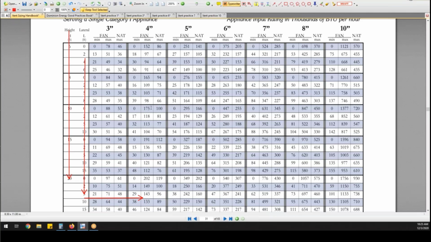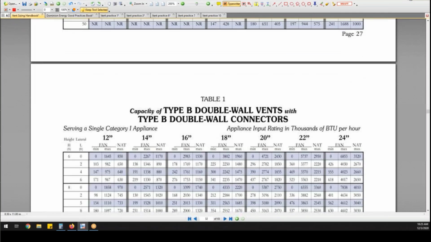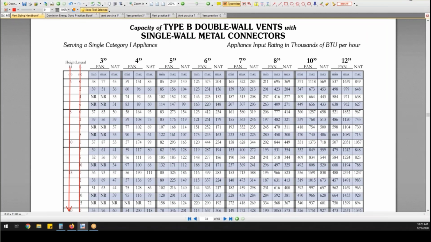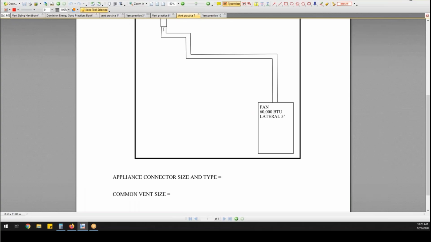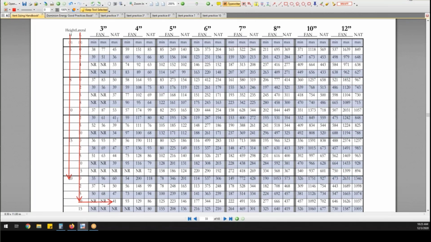But again, I want to try to save money. So I want to see if I can do it in single wall. So let's go down to the single wall chart and see if we can get away with using single wall metal connectors. So I want to try to do all this stuff here in single wall, because double wall elbows are about 20 bucks a piece. They're real expensive, and double wall pipe is expensive. If I can change this to single wall, I can save some money. So let's see if we can do it in single wall.